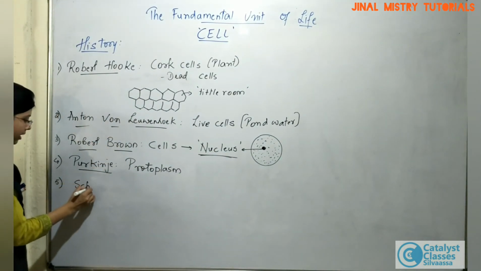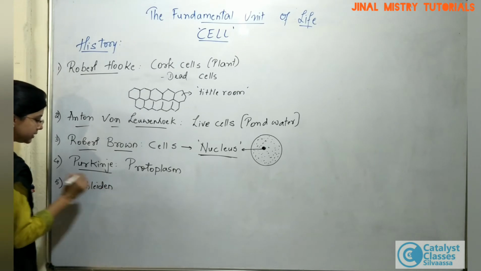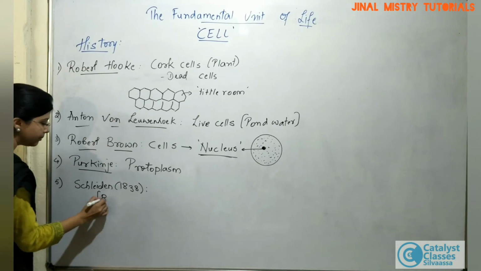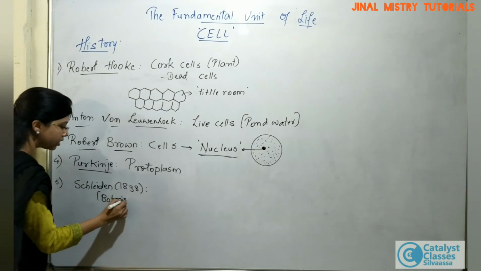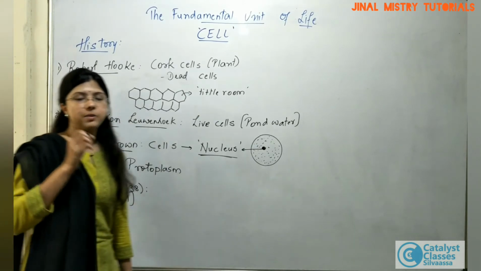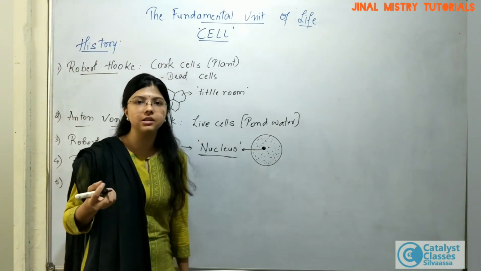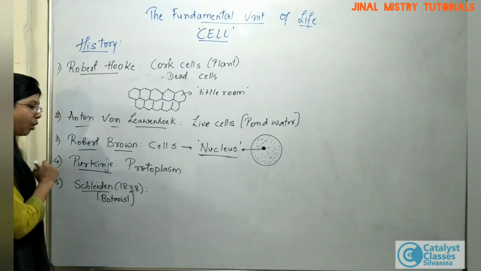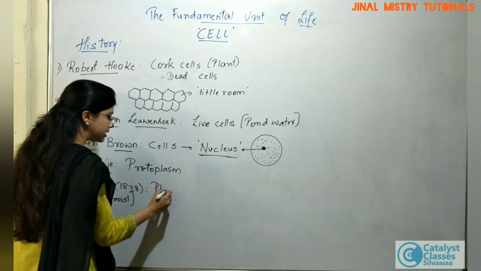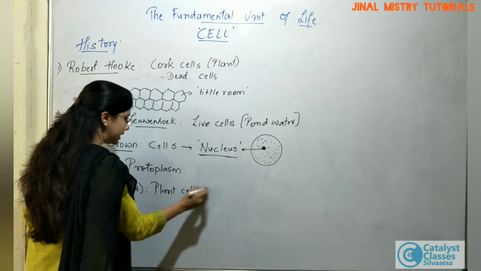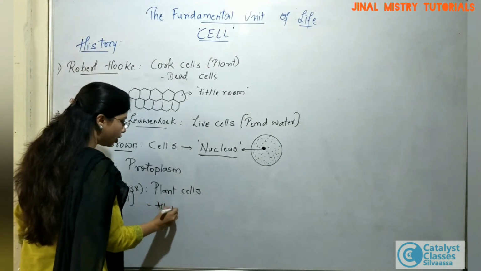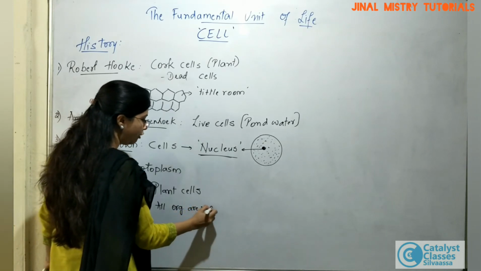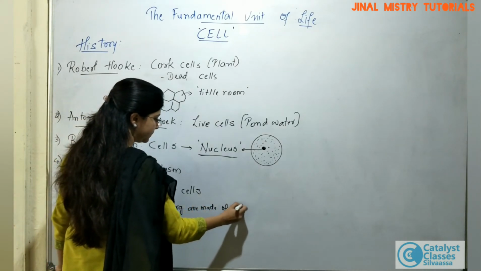One is Schleiden. 1838 was the time when Schleiden was a botanist. Now, what do you mean by a botanist? A person who specializes in studying plants and their functions. So, Schleiden in 1838 was a botanist. He mainly studied plant cells. And he said that all organisms are made of cells.